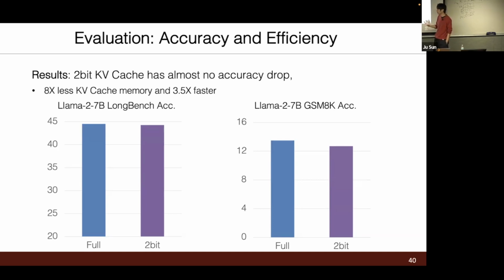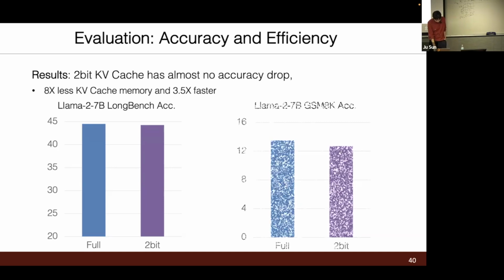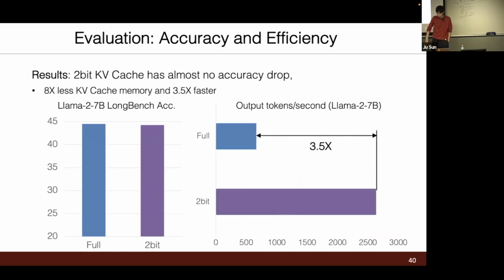That being said, it's really important to have a very comprehensive benchmark for quantization algorithms. But thanks to the 2-bit quantization, we actually increase the throughput, measured by output tokens per second, by 3.5 times. That being said, it lowers the inference cost by roughly 3.5 times.